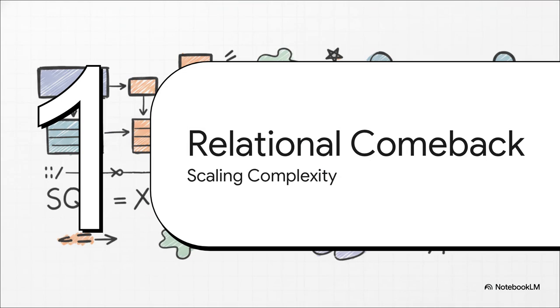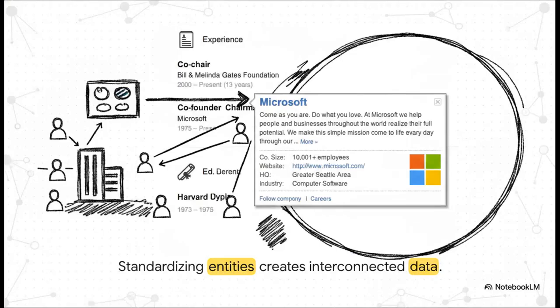Which brings us to section 3, the relational comeback, scaling complexity and many-to-many data. So why on earth did the relational model take over in the 70s, and why is it still absolutely fundamental today, even with the rise of NoSQL? Well, it all comes down to what happens when data interconnects. Let's go back to our resume example for a second.